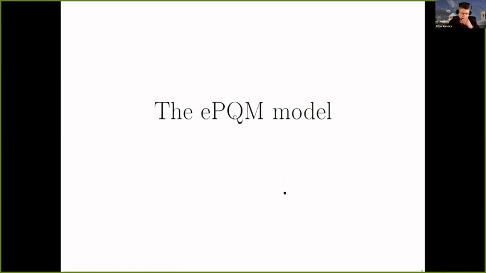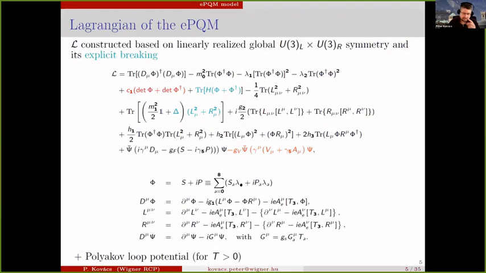So what kind of model do we use? This is the extended Polyakov quark meson model, extended because we also included the vector and axial vector mesons besides the normal scalar ones. I don't want to go into detail, but this is our Lagrangian. It is based on the global U(3) left times U(3) right chiral symmetry. Of course, there are some explicit breaking terms, like the U(1) anomaly term or external fields. Recently we included the Yukawa term for the axial vectors and vectors. At finite temperature, we also have Polyakov loops and Polyakov loop potentials.